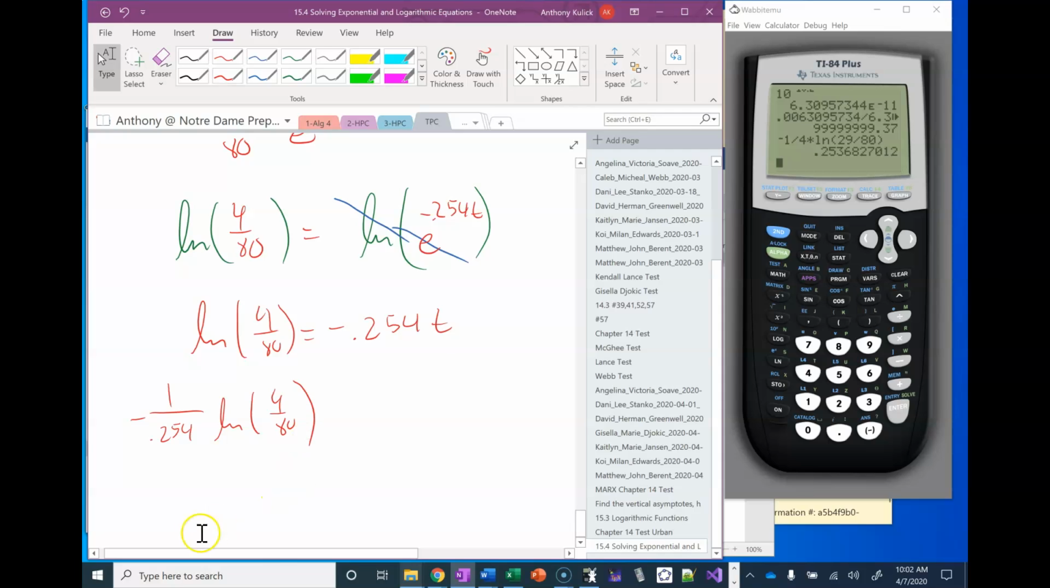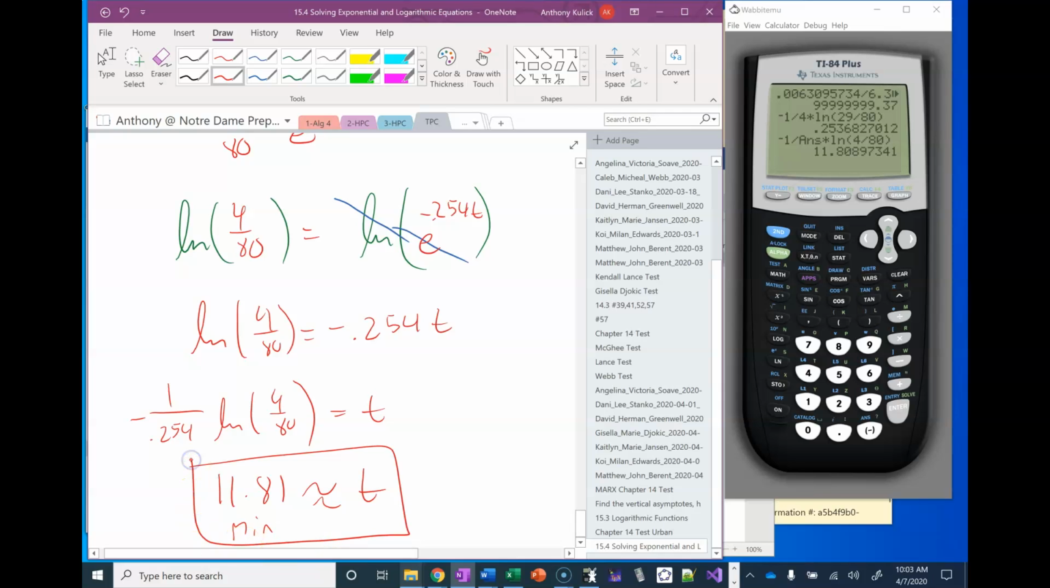Okay. So it's calculator time now, so I'm going to do -1 over, and I'm just going to take this answer, second answer, times the natural log of 4 divided by 80, and press enter. So I get about 11.81 minutes. And that should be that.